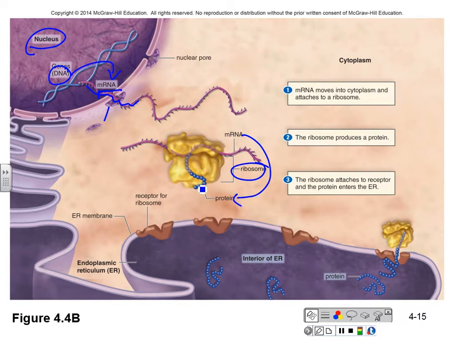Then this protein gets dropped off into the endoplasmic reticulum, and this protein is going to be folded, or processed, however you want to think about it. Remember when we talked about primary, secondary, tertiary structure, we talked about the fact that proteins are not fully functional until they're folded correctly. So this is where that folding takes place.